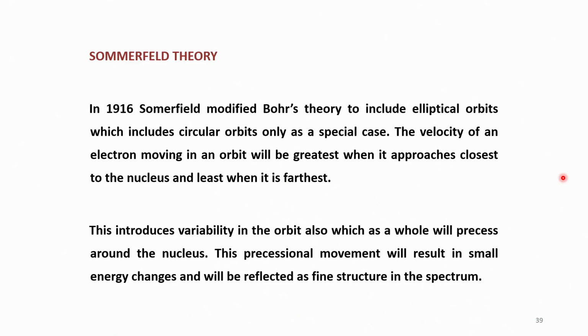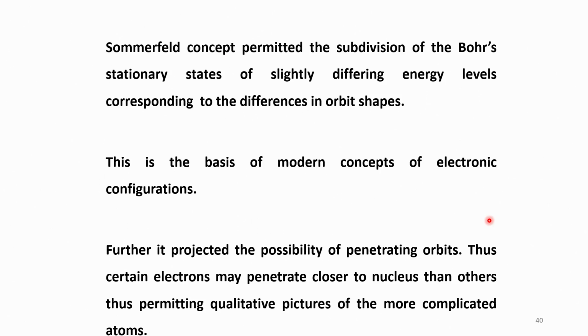So, this introduces variability in the orbit also, which as a whole will precess around the nucleus. This precessional movement will result in small energy changes, and that will be reflected as fine structure in the spectrum. So, this is how the spectrum of hydrogen could be explained at that time. And Sommerfeld's concept permitted the subdivision of the Bohr stationary states into slightly differing energy levels corresponding to differences in orbital shapes. So, this is the basis of modern concepts of electronic configurations.